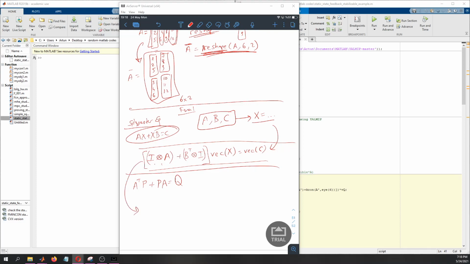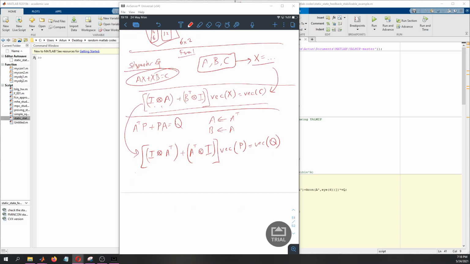Let's just translate this. Here, identity Kronecker product, and here A is A transpose, and B is A. Plus, since it says B transpose, we use A transpose Kronecker operation identity, and vec P equals vec Q.